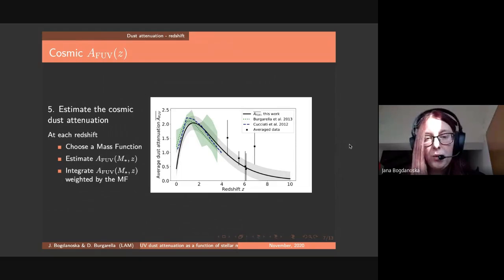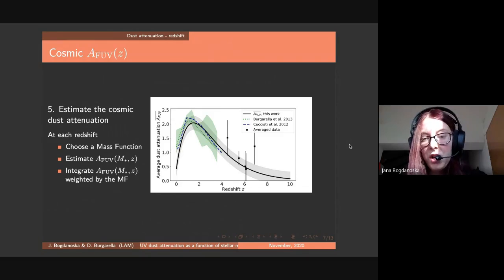This is just another word for the weighted average of the dust attenuation. So at each redshift, we compute the mass function, and then we compute this function that I told you before, the dust attenuation as a function of both of these parameters. At each point, the redshift would be fixed, and we would have the mass function. If we integrate, weighted by the mass function to find the average, we get each of these points for different redshifts. And as you can see here, it is in agreement with other work of similar kind.